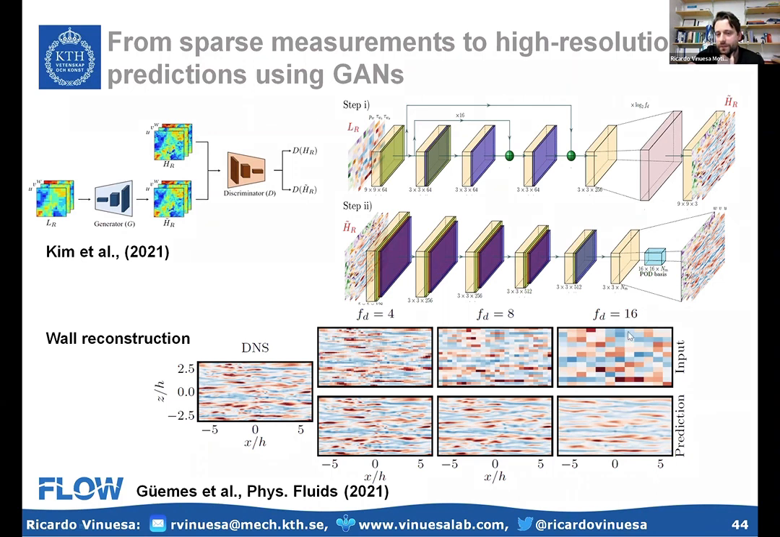So this one over here is the few sensors. And you can see that in this case, the input does not really resemble much the original data. I mean, this has been downsampled 16 times in each of the two directions. So this is really a very coarse input field. And on the second row, what we have is the prediction of the GANs part of the network, of the wall shear stress field based on this input.